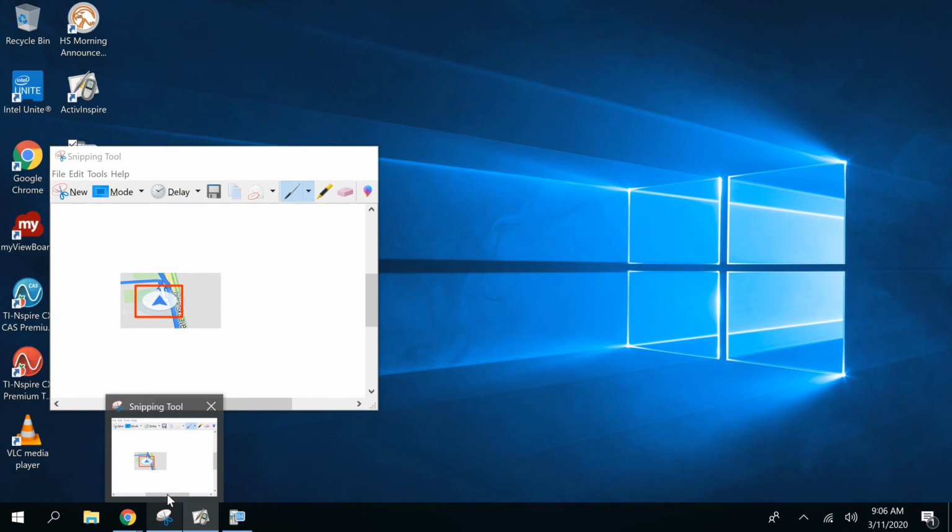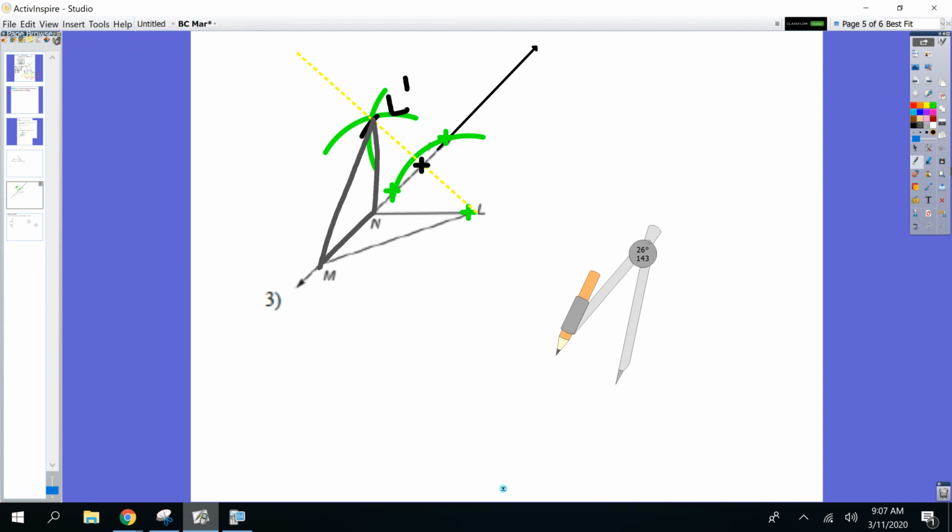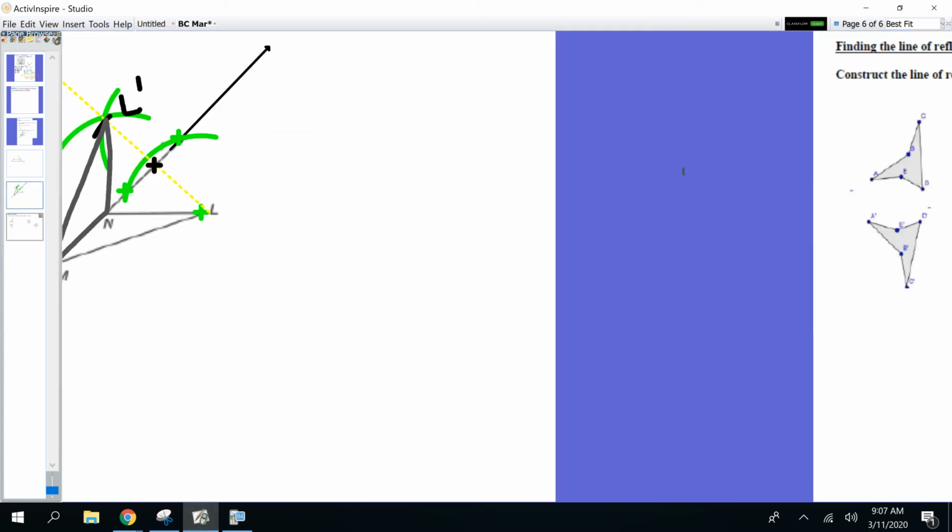Okay. Last thing we got to talk about. You guys know how to move points now using your compass. What if I moved them already and I need to know what line I reflected them over? Okay, so that's what I need to know.